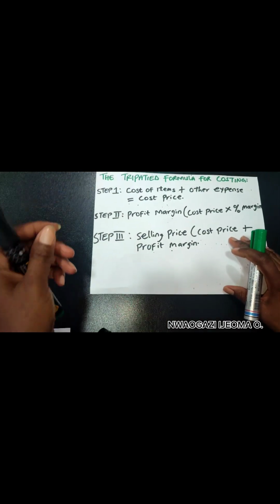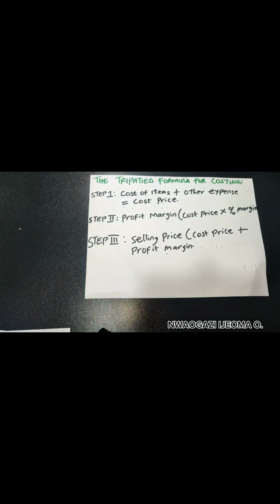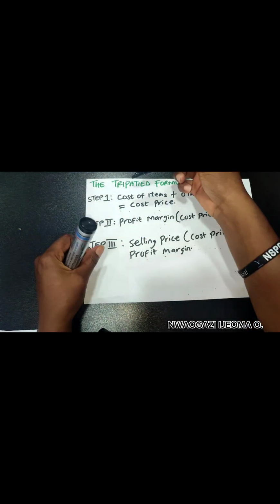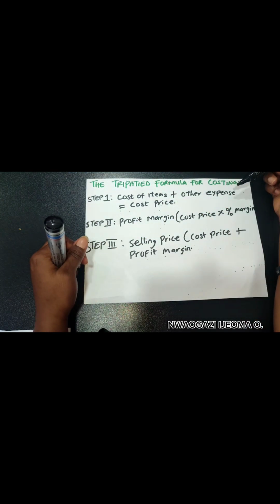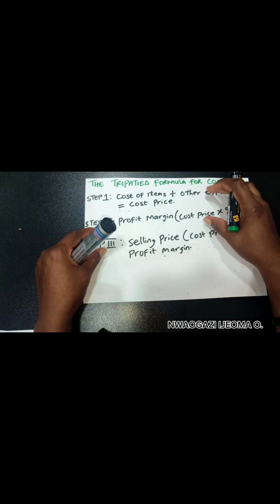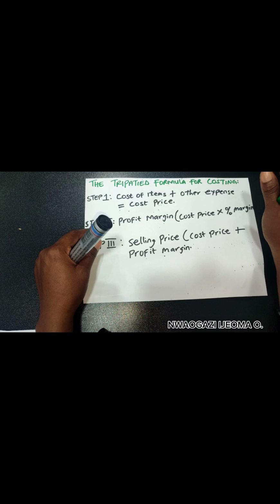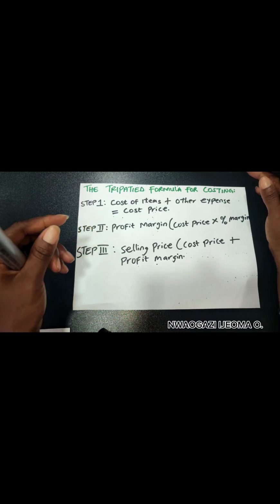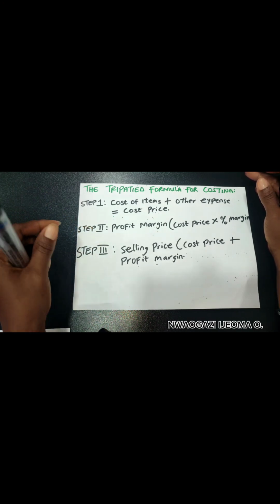So for you to cost your meal, or to know how much to sell a plate of food in your restaurant, this is the formula to use. I call this the tripartite formula for costing. That's what I call it myself. It gives you the amount you need to sell a particular food so that you don't end up losing gain or underestimating what you've made.